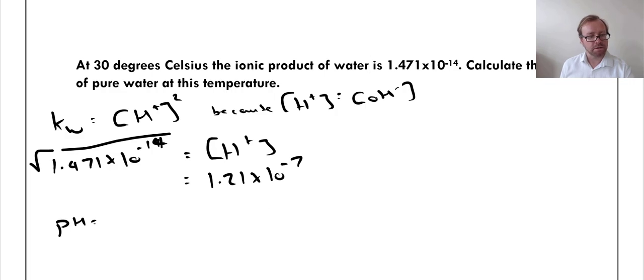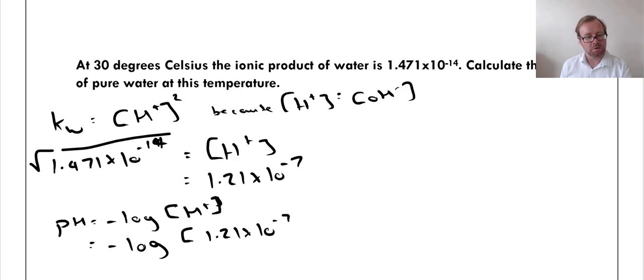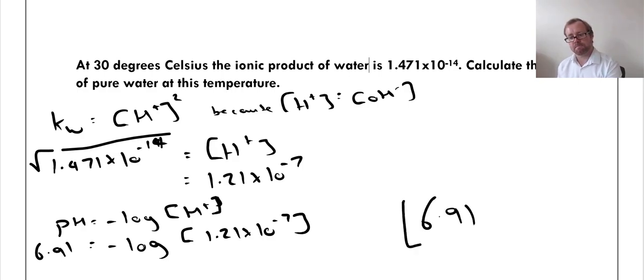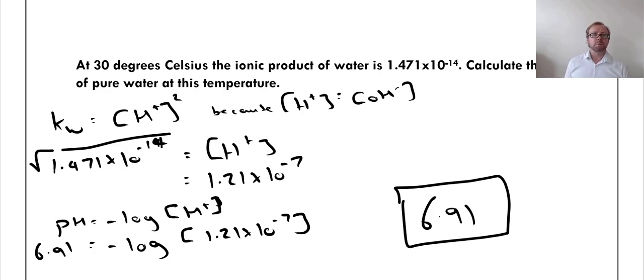So I've now worked out my concentration of H plus. I can then put it in to find my pH, which gives me a value of 6 point something, 6.91. I'll write over here so you can see it. So, what has happened? Well, that just proves our theory, which was further up the page, that as temperature increases, the pH will actually fall in pure water.